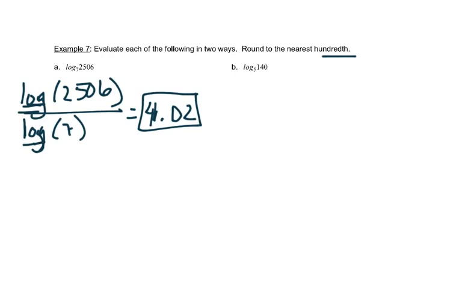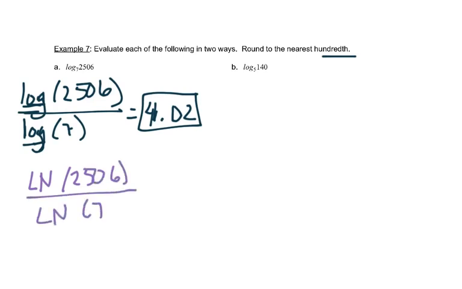The other way we can do this is with natural log. So we could have natural log of 2506 over the natural log of 7. So if we type this in using our LN button, then we should get exactly the same thing.